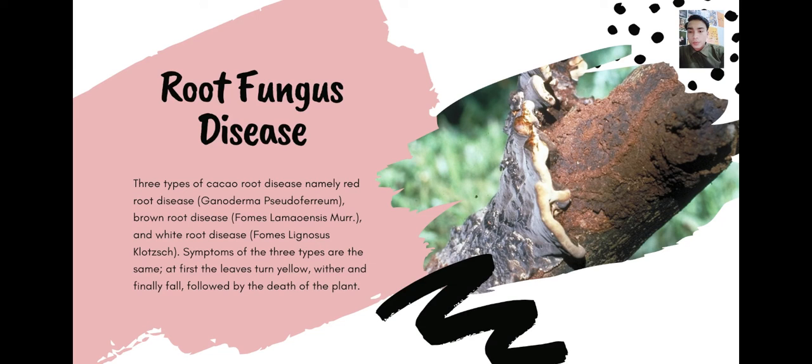Three types of cacao root rot disease, namely red root rot disease, Ganoderma pseudoferreum, brown root rot disease, Phellinus noxius, and white root rot disease, Rigidoporus lignosus. Symptoms of the three types are the same. At first, the leaves turn yellow, wither, and finally fall, followed by the death of the plants.